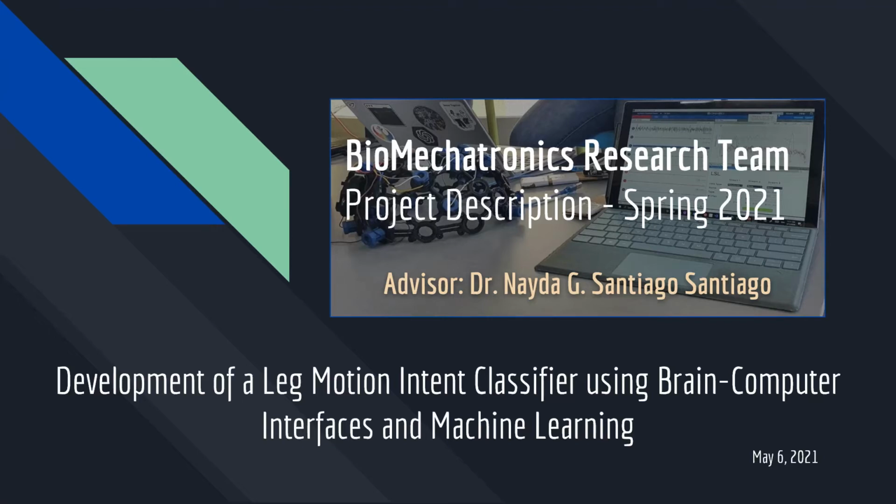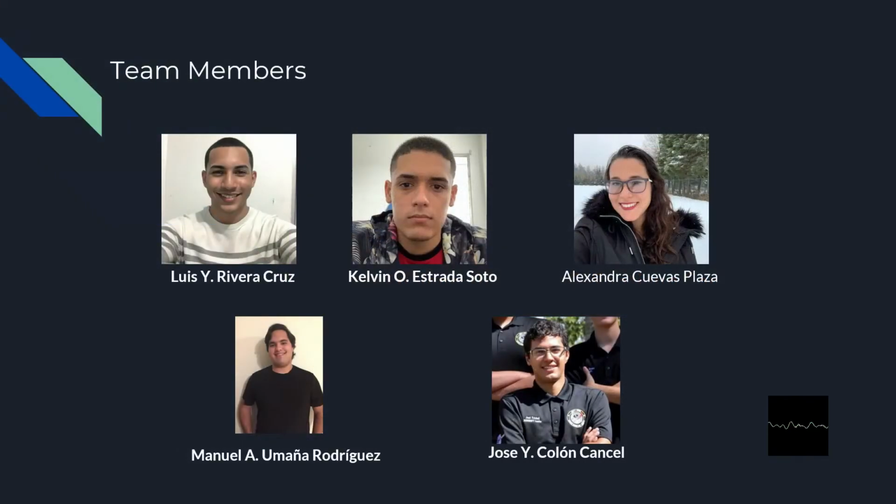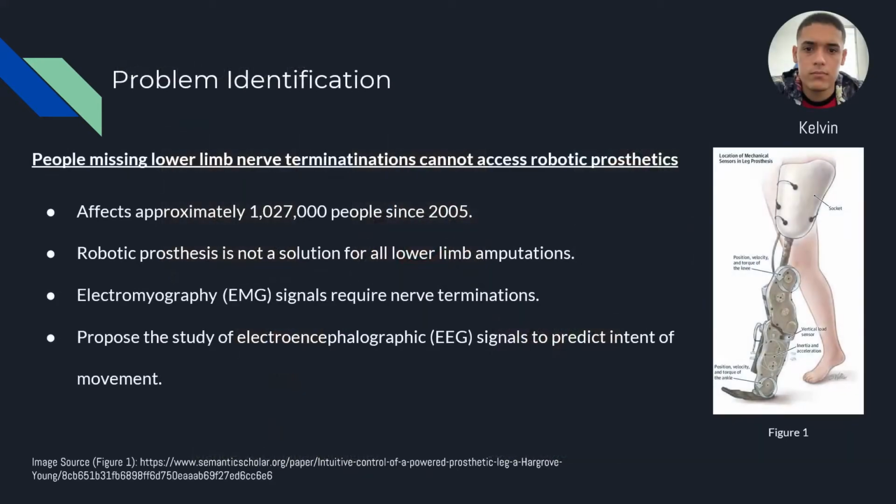Today we will present the development of a leg motion intent classifier using brain-computer interface and machine learning. The Biomechatronics members are Kelvin Estrada, Alexandra Cueva, Manuel Umaña, Jose Colón, and me, Luis Rivera, also the leader of the team. Our research group is centered around solving a problem for people missing lower limb nerve terminations and cannot access robotic prosthetic limbs. This problem affects around 1 million people since 2005.